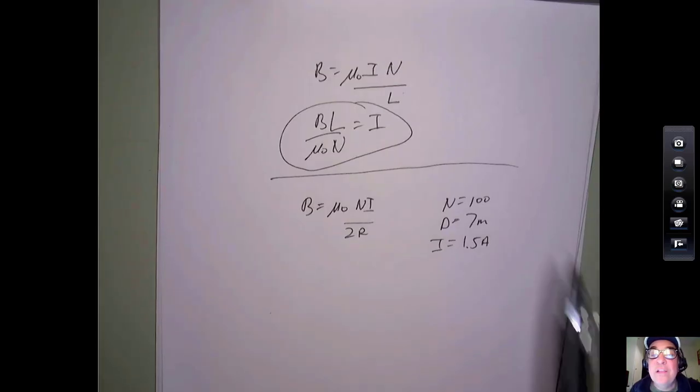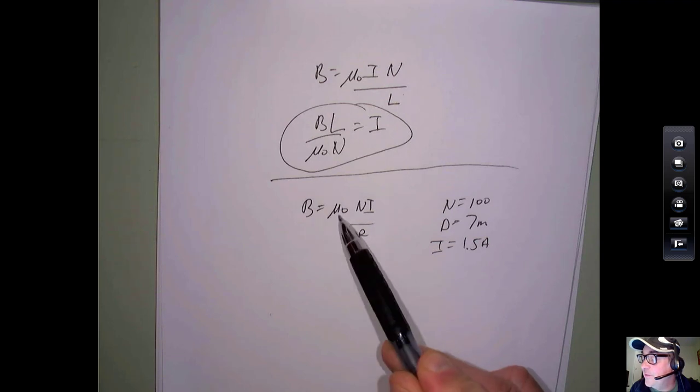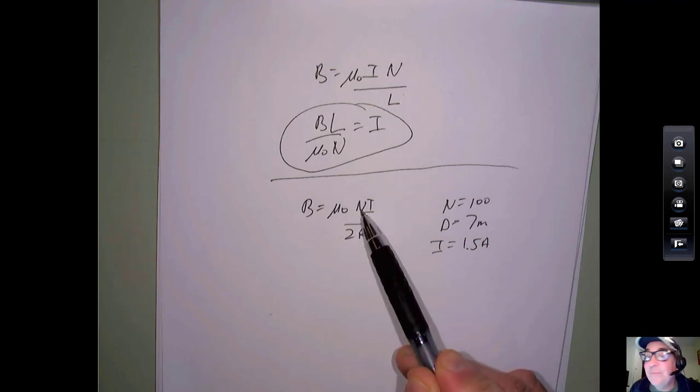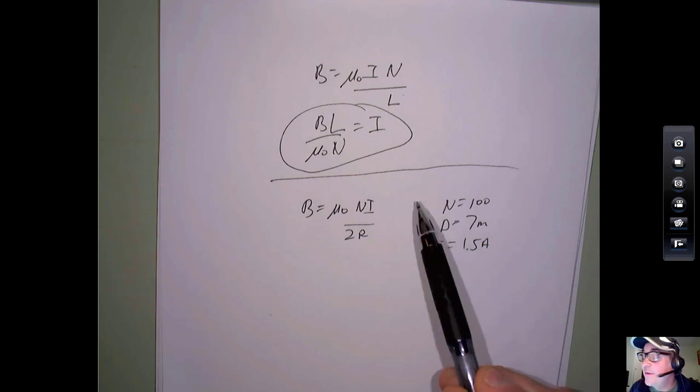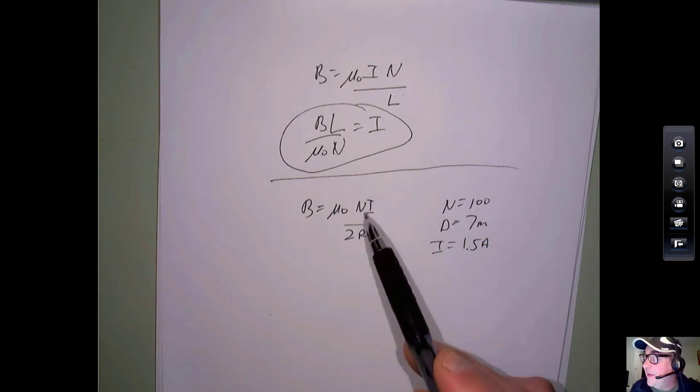Okay, so for a loop, here's the formula we have, mu0. This is the amount of loops, so this is something that's not really wide. This is just loops that don't take up much room when they're spread out. It's way thinner than a solenoid. So we got mu0 N times I divided by 2R.